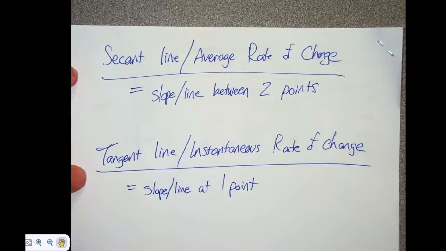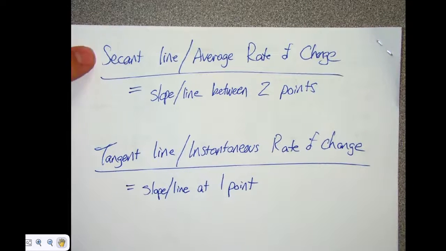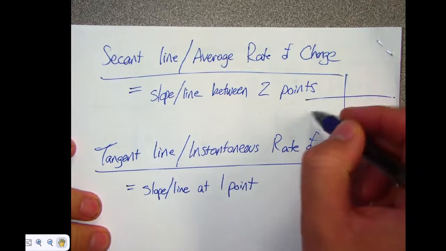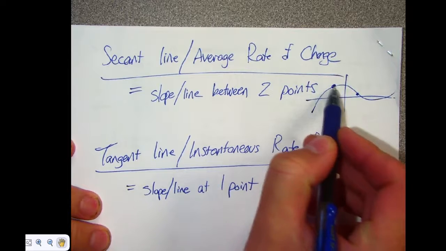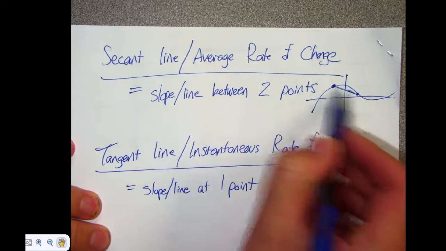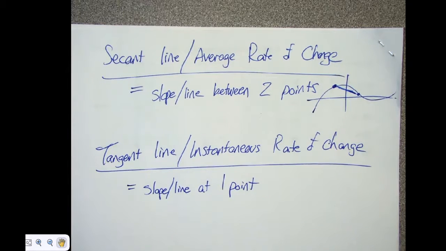So there's two different ways to say the same thing. The secant line, the average rate of change, would be the slope or the line between 2 points. So if I give you a little sketch, I give you any 2 points, and say find the secant line or find the average rate of change, it'd be the slope or the line connecting those 2 points. That's algebra, that's pre-calc, that's advanced algebra.